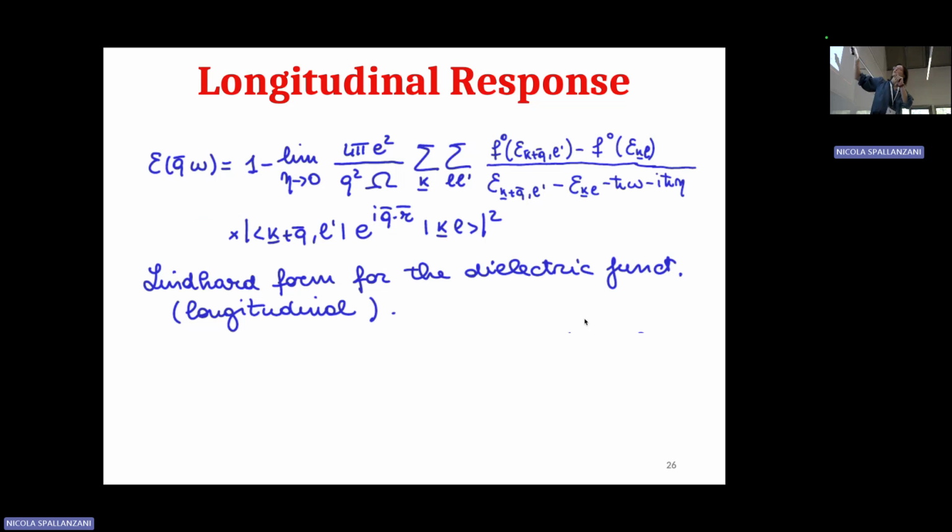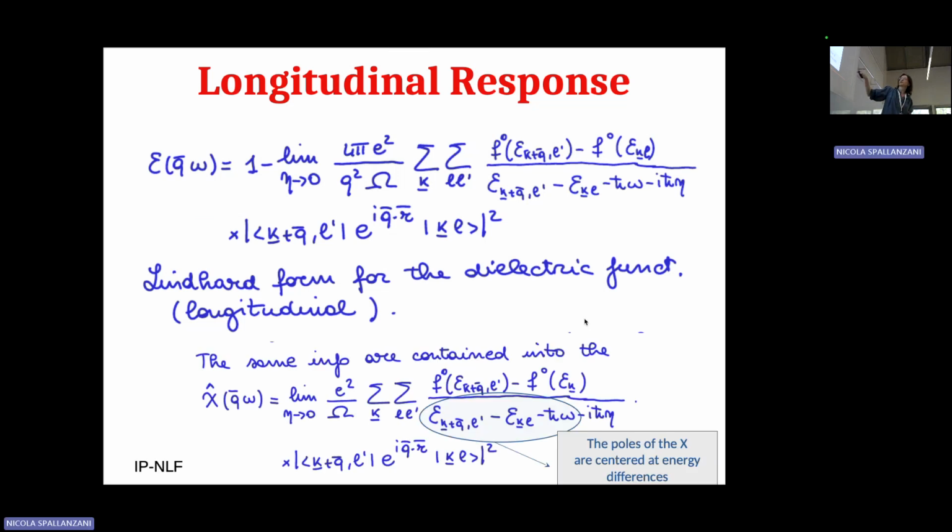I want to stress that this quantity here resonates at the differences in energies. And of course, this is complex. We can extract the real and imaginary part, and in particular, for example, the imaginary part gives information on the optical absorption. Let's say that this denominator describes single particle electronic transitions from band L to band L prime.